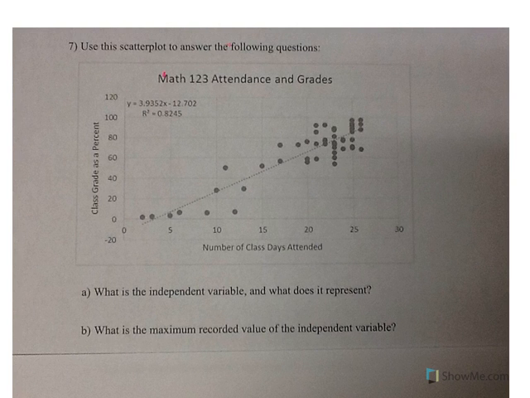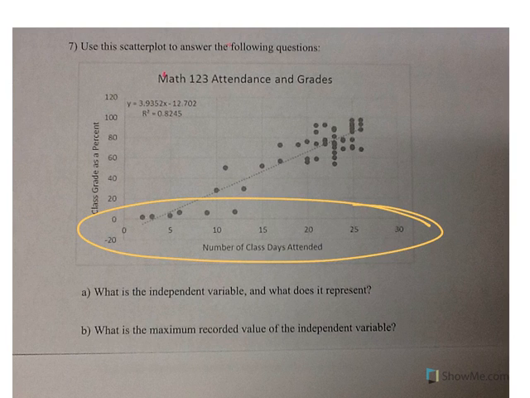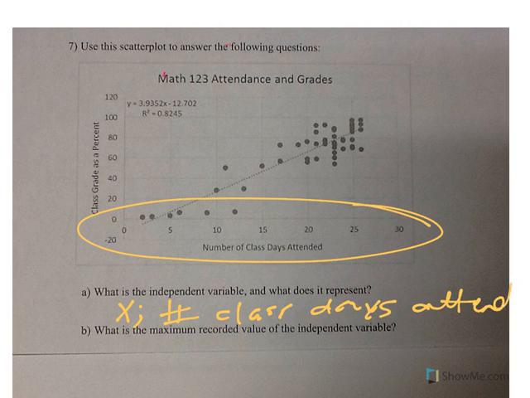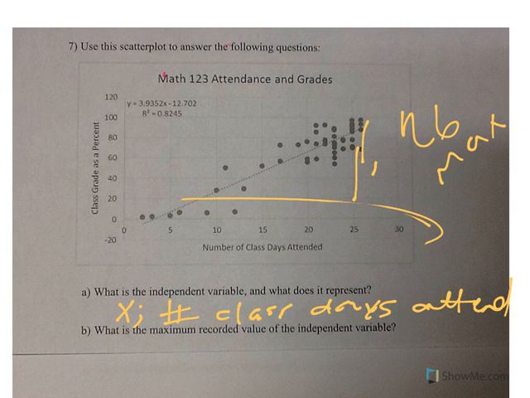All right, let's move on to a new one. We're going to use a scatter plot to answer the following questions. Now, what is the independent variable? Well, the independent variable is down here, and we'll use the variable x, and it represents the number of class days attended. And it looks like, here's 25, it's 1 dot past, so it looks like 26 is the max number of days you can attend. Just FYI in case we need that later.